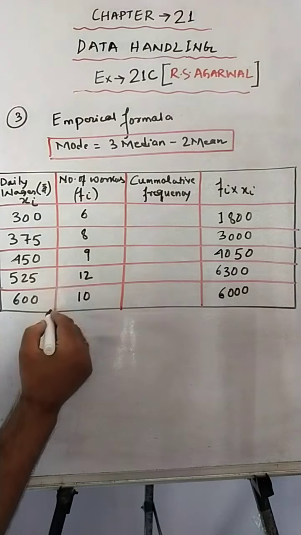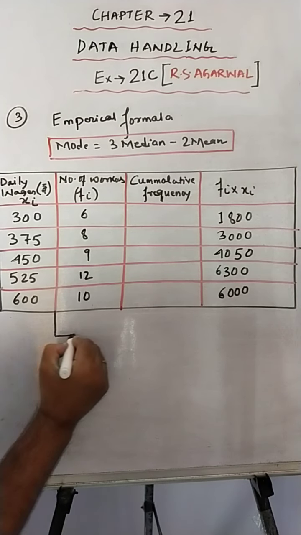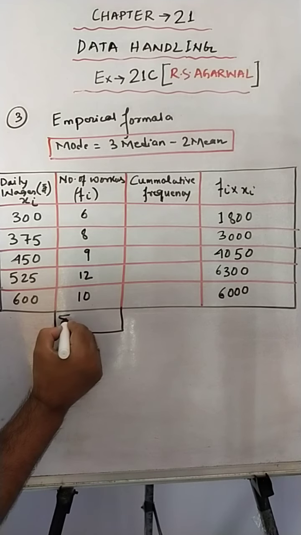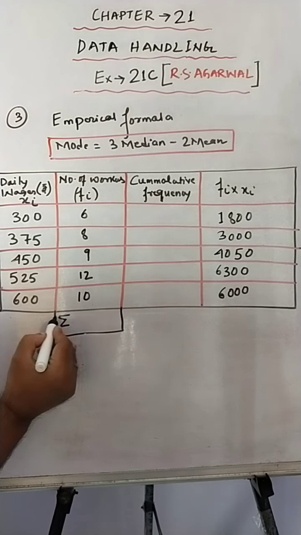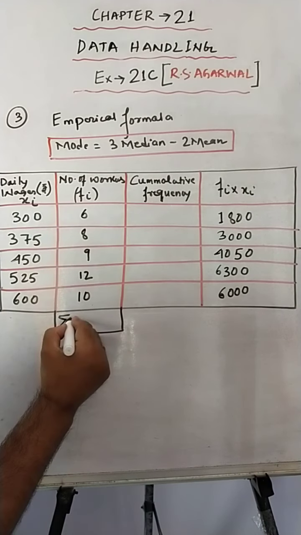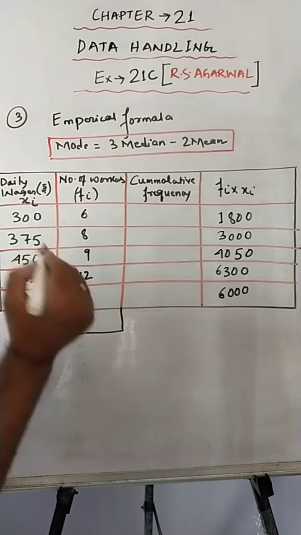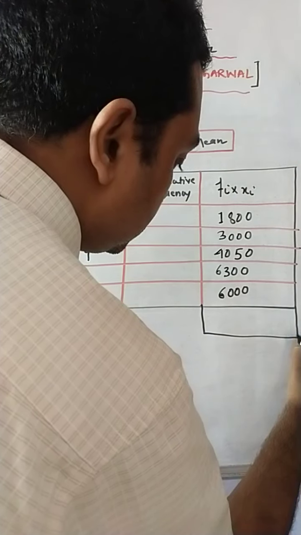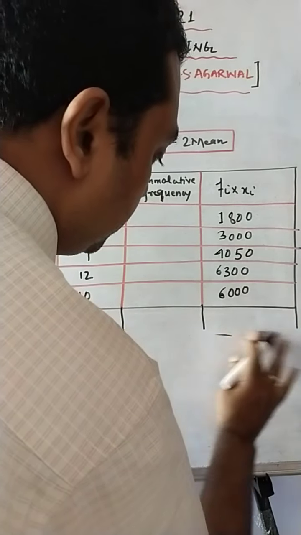Now we have to find the sum of these two columns. We have already discussed this summation sign. I hope all of you remember this is called the sigma sign, or simply sigma. Sigma Fi, that is the summation of all the numbers, and this also we have to find out. The sum of this column, the sum of this column.